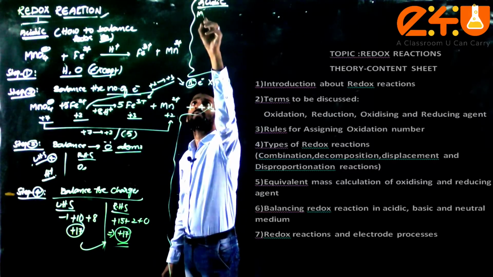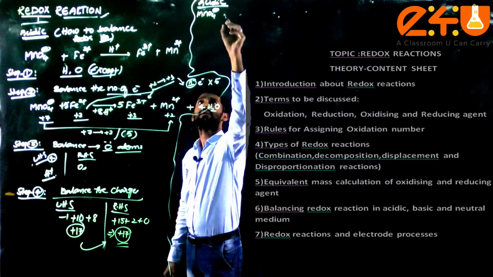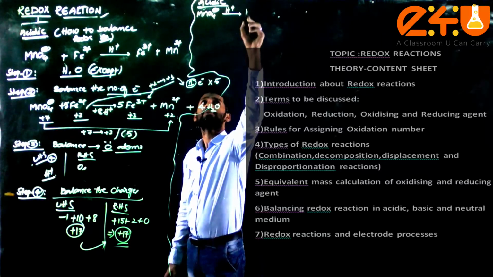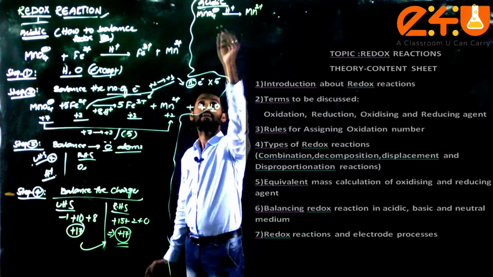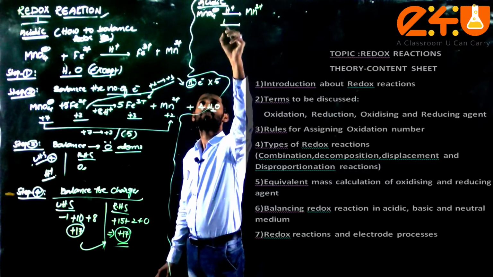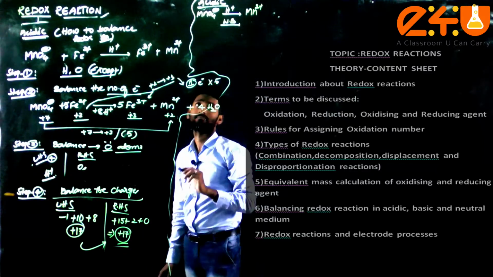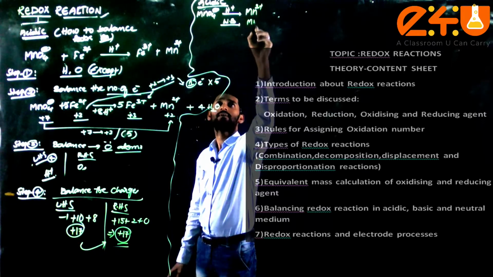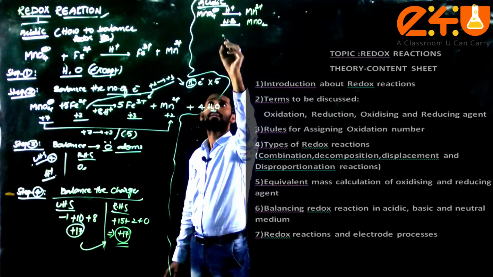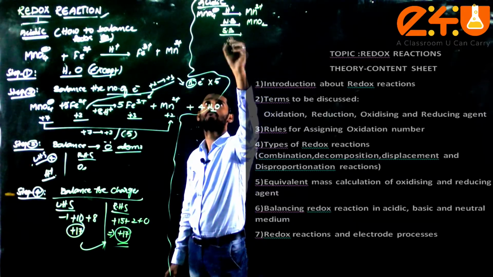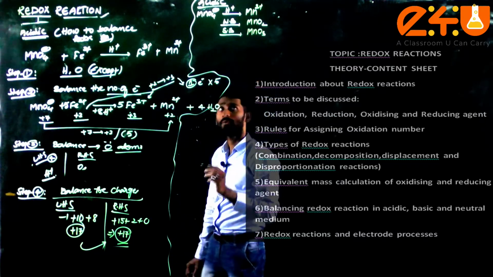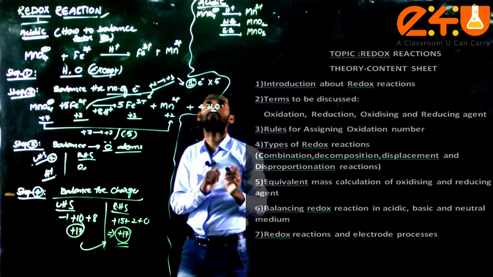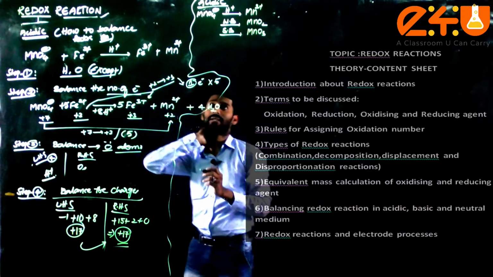Check it here. Potassium permanganate in acidic medium gives Mn2 plus. Next, the same thing if you take it in weak base, it gives MnO2. Next, if you take it in the presence of strong base, it gives MnO4 2 minus. This is with respect to manganese, the permanganate ion.